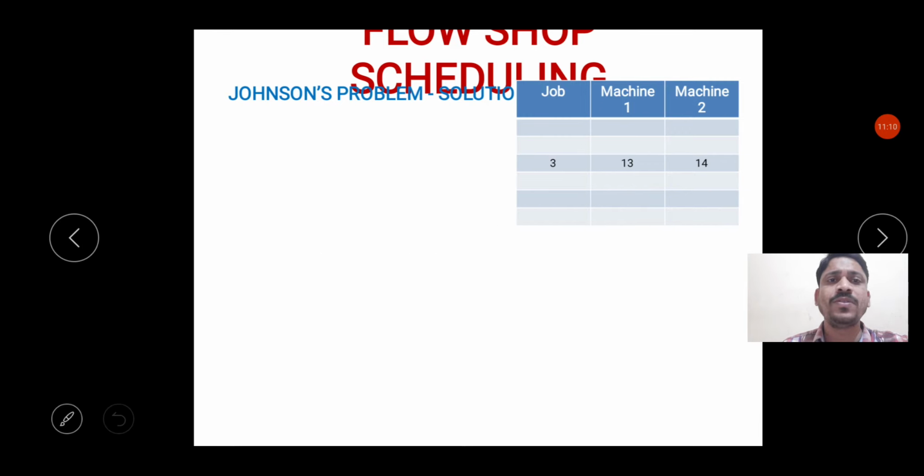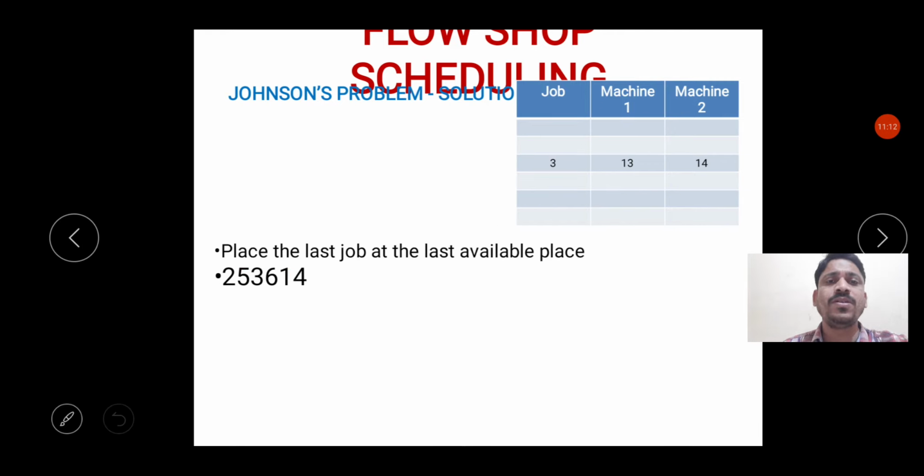So now the sequence is 2 5 3 6 1 4. This is the sequence which we found by using Johnson's algorithm, right? Johnson's method we have used, and we found the sequence of various jobs. After finding this sequence, our problem is not yet solved.